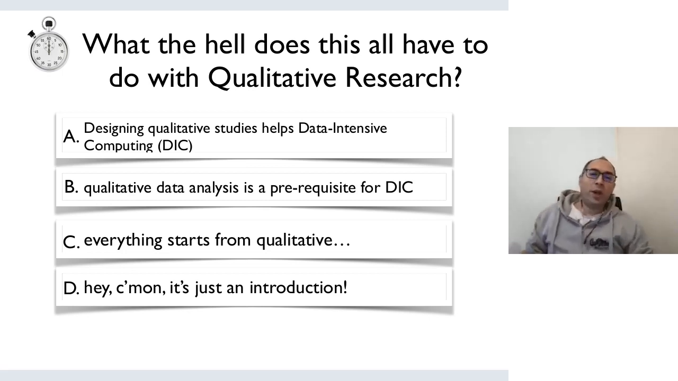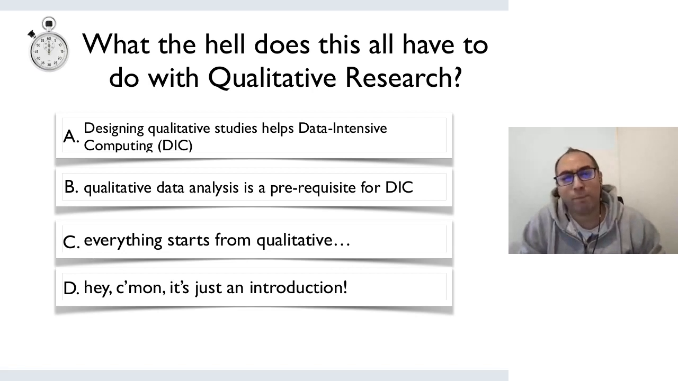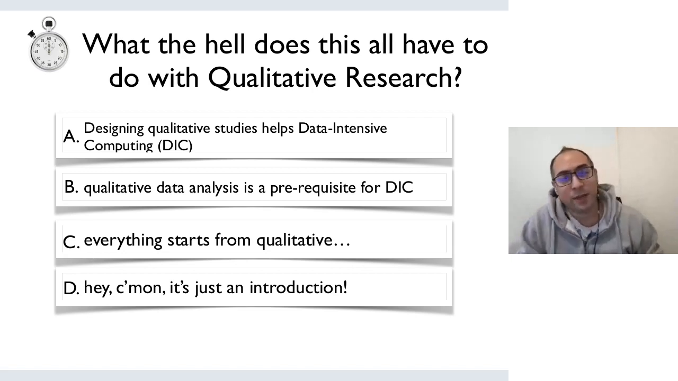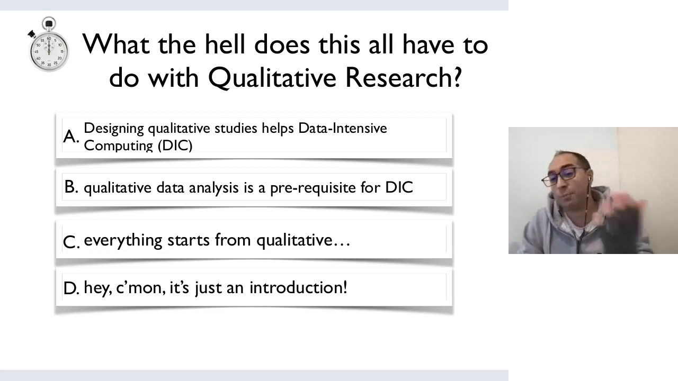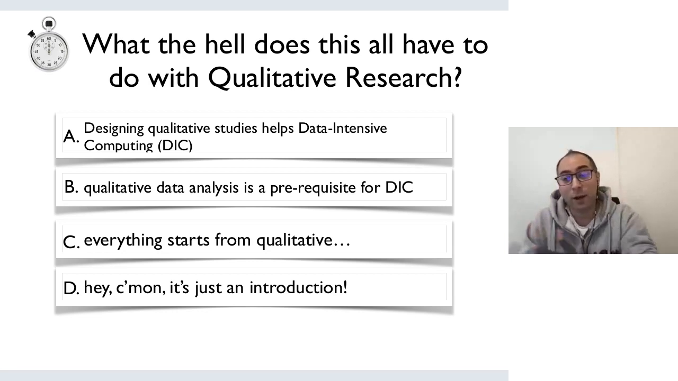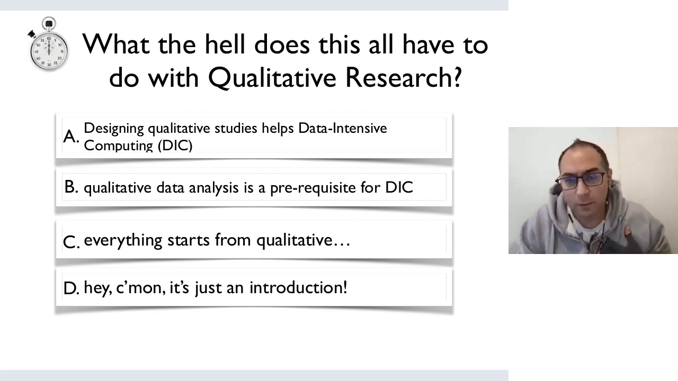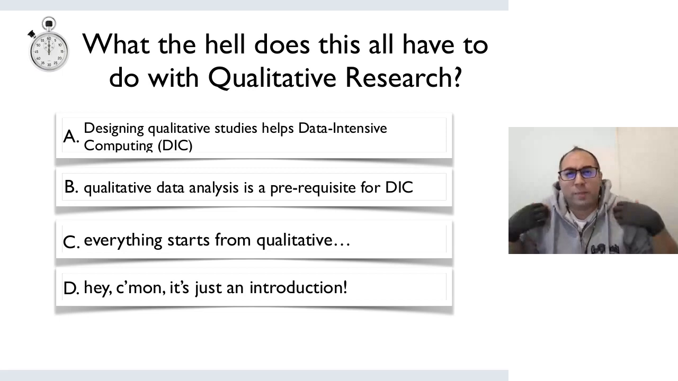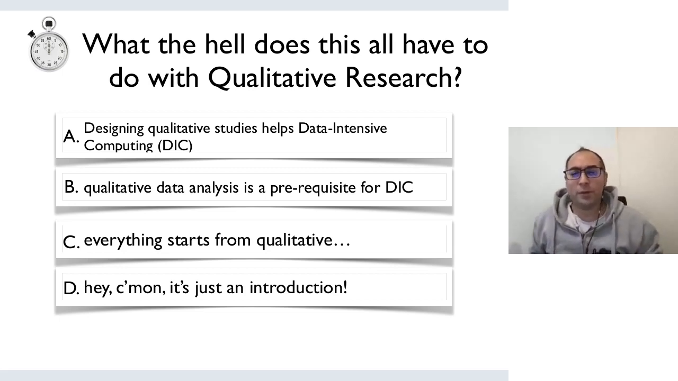Now, here's a quick straight poll. I think I partially gave you the answer already. What the hell does all of this have to do with qualitative research? Is it A, designing qualitative studies helps data-intensive computing, or is it B, qualitative data analysis is a prerequisite for data-intensive computing? Or is it C, everything starts from qualitative? One of my favorite authors, Robert Glass, would answer C because he's a good guy. Or maybe it's D, it's just me. I'm coming from data-intensive computing, so come on, it's just an introduction. It's just my topic off the bat.